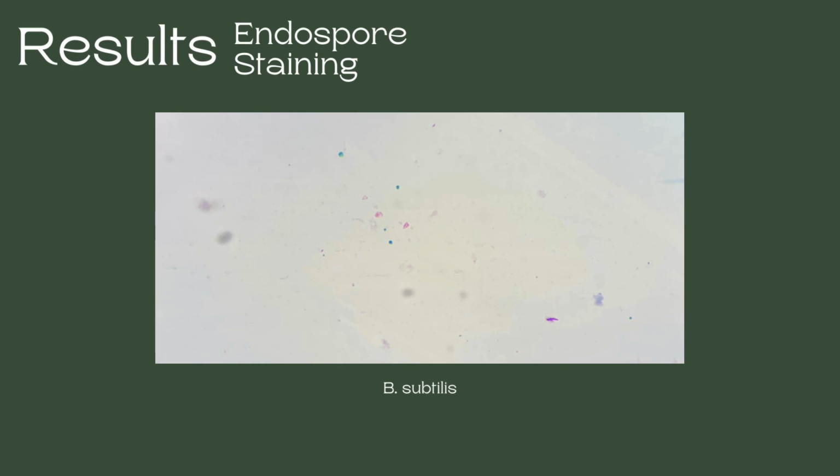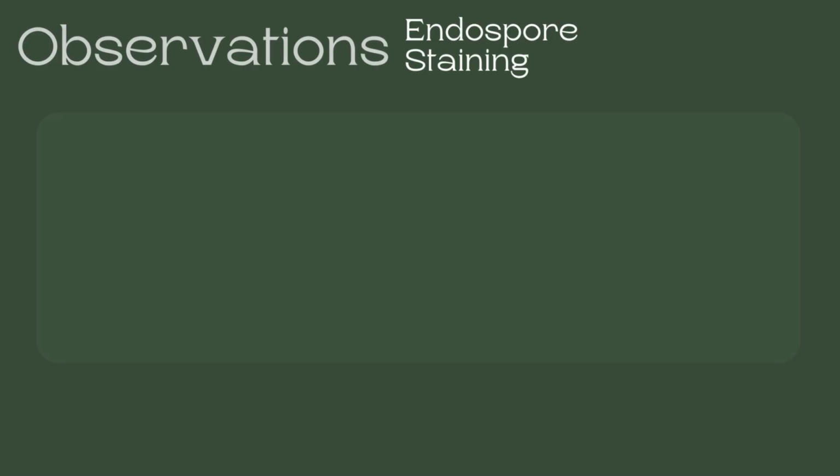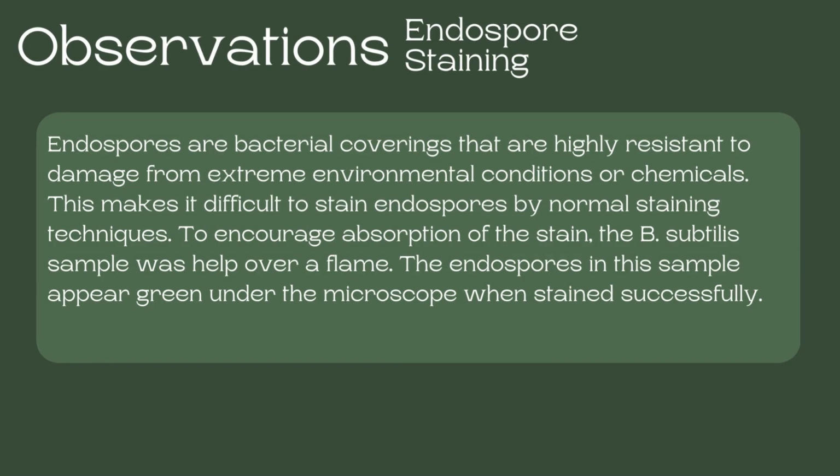This was our endospore staining on B. subtilis. Endospores are bacterial coverings that are highly resistant to damage from extreme environmental conditions or chemicals. This makes it difficult to stain endospores by normal staining techniques. In order to encourage absorption of the stain, the B. subtilis sample was held over a flame. The endospores in the sample appear green under the microscope when stained successfully, which we did.